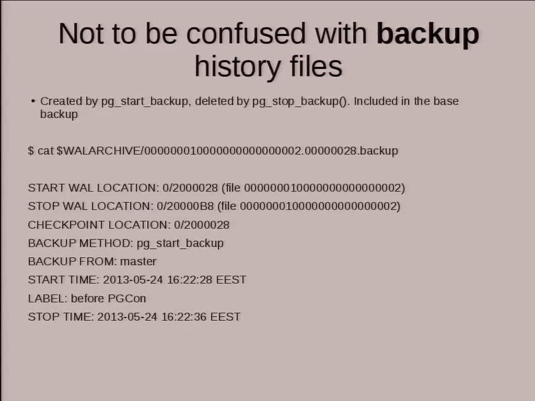This file is just for information purposes. Postgres never actually reads this file. It's there just so that you can look at it yourself manually and see when you did a backup and how far you need to keep the log to still be able to restore that file. So this is called a backup history file. It's different from a timeline history file.